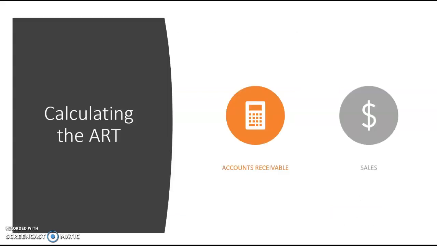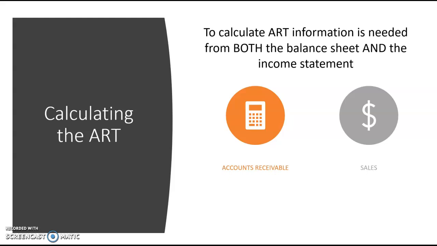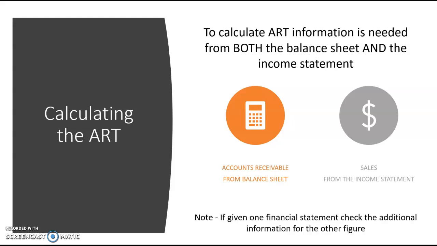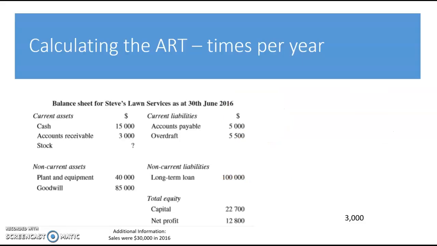When we're calculating this ratio, we're going to need information from both the balance sheet and the income statement. The accounts receivable figure is going to come from the balance sheet, and the sales figure is going to come from the income statement. So, if you're only given one financial statement, make sure you check the question or the additional information to find that second figure. So let's have a look at how we can actually calculate these figures.